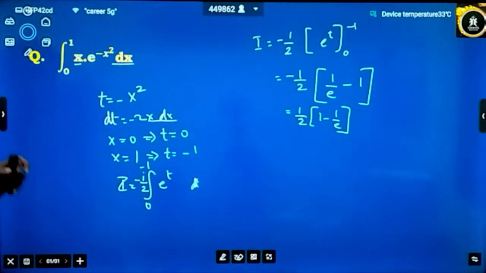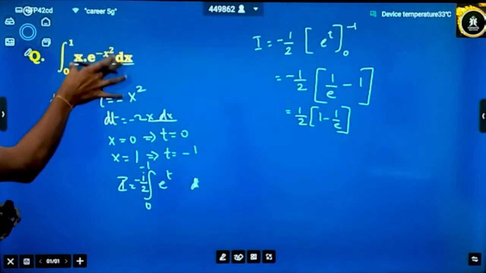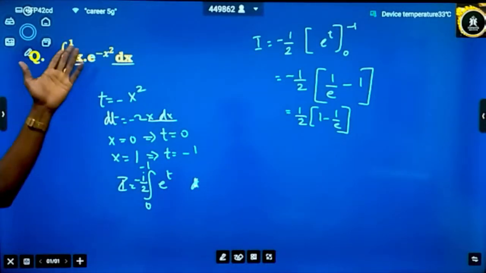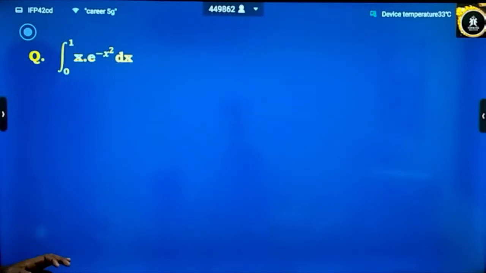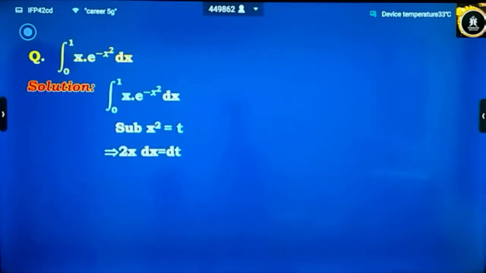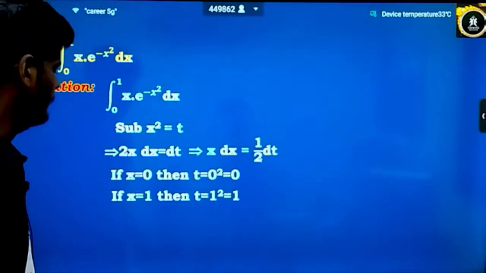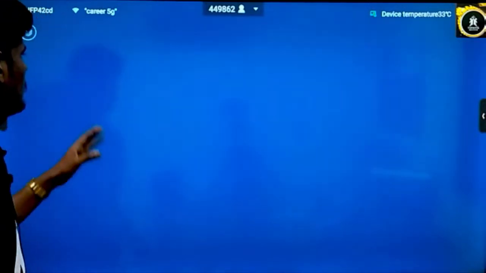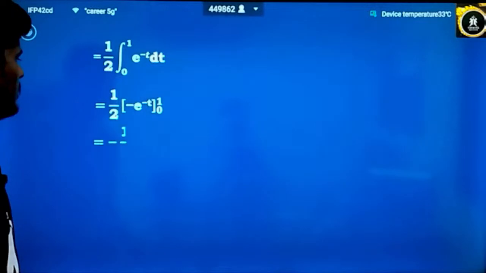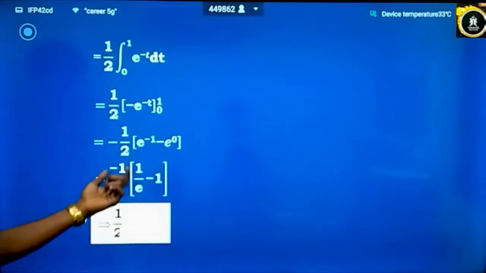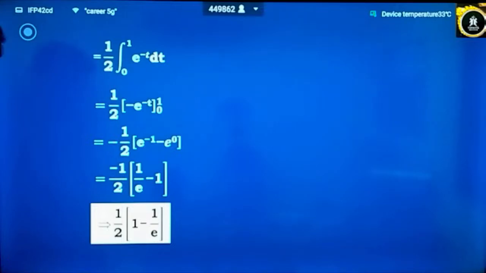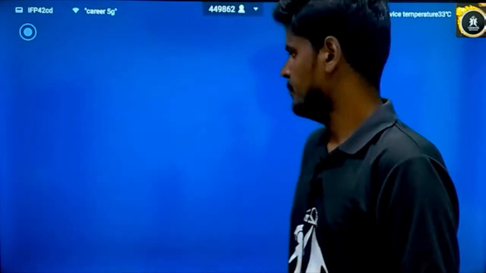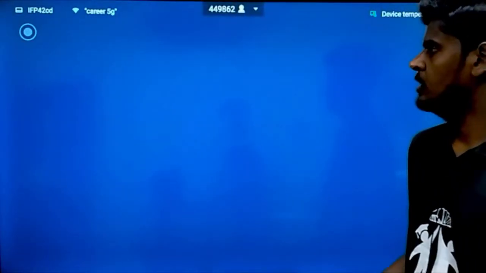Easy question. So here it is all about how to integrate this function, and then we are just going to apply the limit. That is the only difference. So this is how we should solve definite integration problems. So the final answer is minus 1 by 2 of 1 by e minus 1, or 1 by 2 of 1 minus 1 by e.